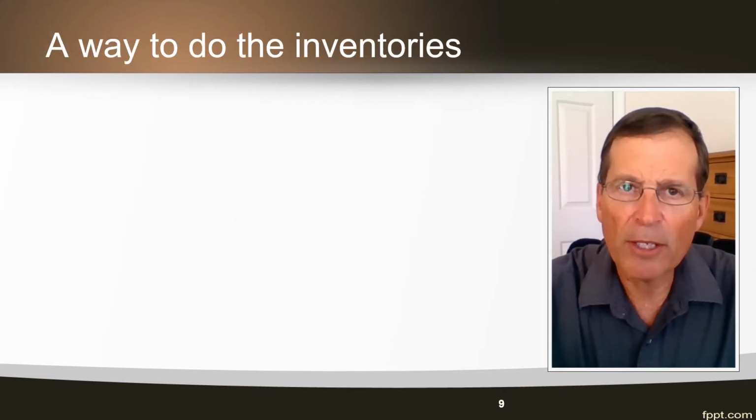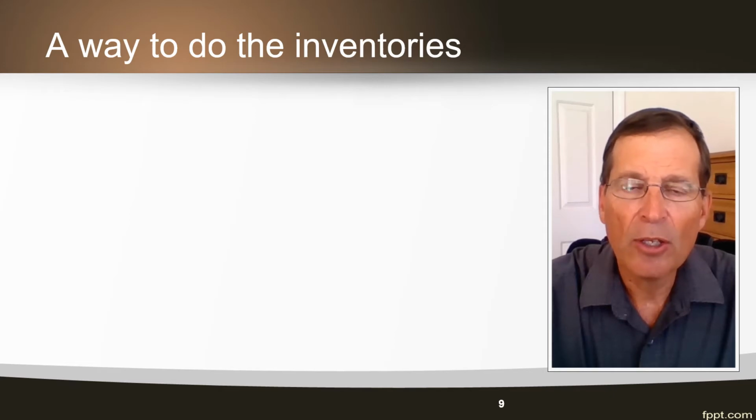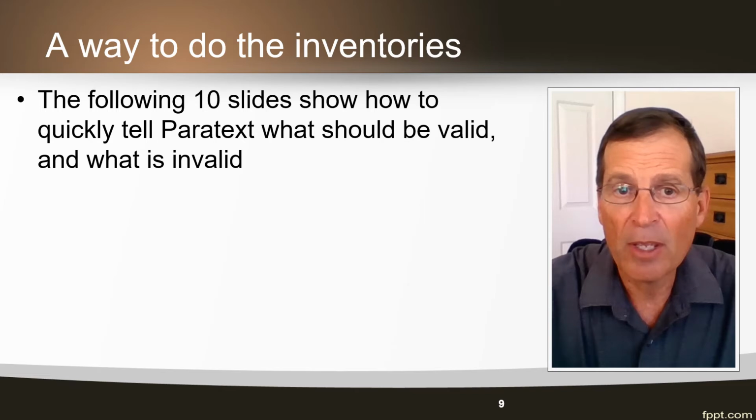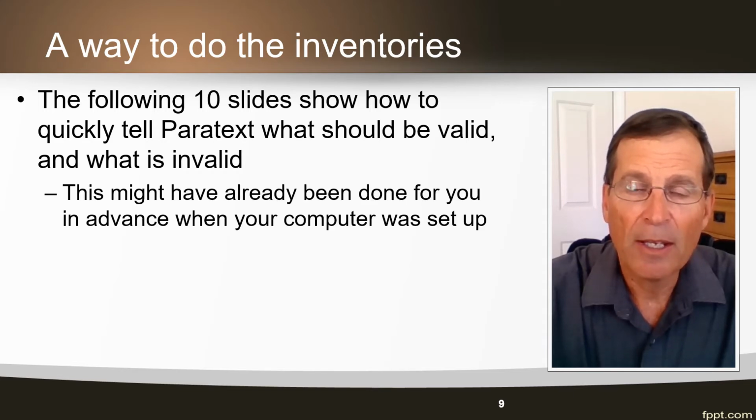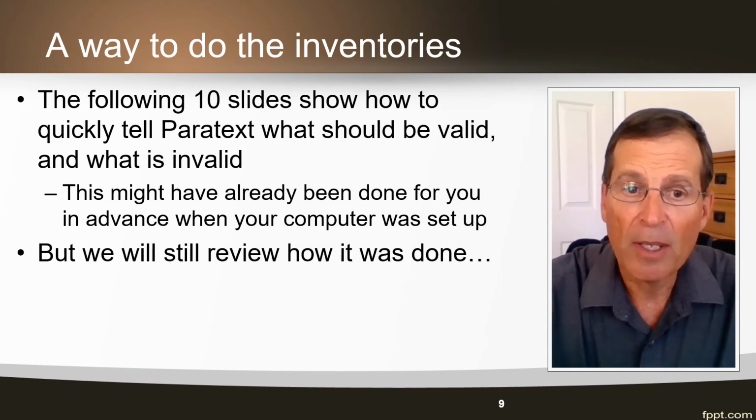I'm going to share with you a way to more quickly do the inventories, telling Paratext what is correct and what is incorrect. You could just do this naturally as you type in text and go through each of the punctuations that are in your text to decide if it is correct or incorrect. But the following 10 slides will show you how to quickly tell Paratext what's valid, what's invalid. Now this might have already been done for you in advance when your computer was set up, but we'll still review here how it was done.